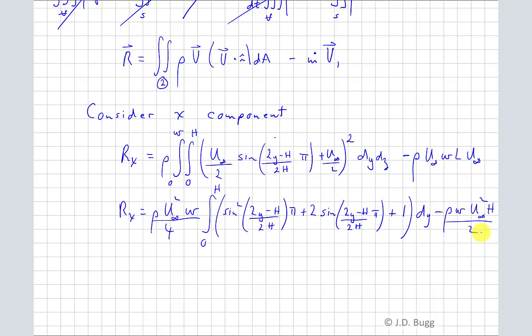So we use exactly the same substitution as we did when we did conservation of mass. So we're going to let a temporary variable here, eta, be equal to (2y minus h) over 2h times pi, and then d eta will be pi over h times dy. So now I can substitute these into here and carry out the integration and substitute in the limits. So we'll do that next.